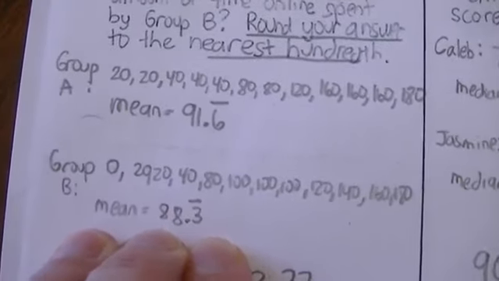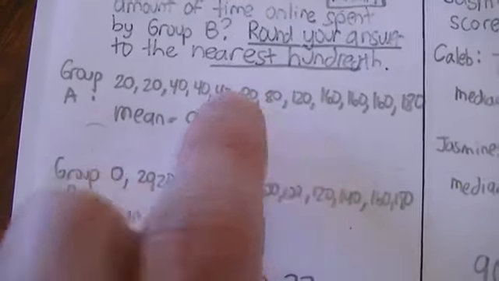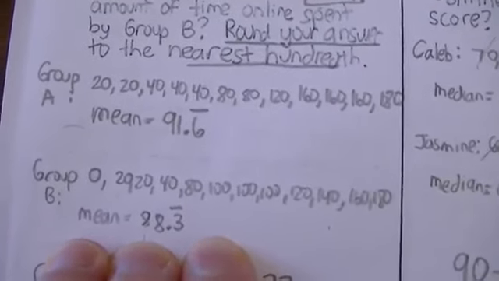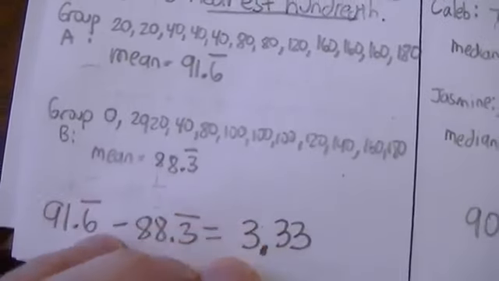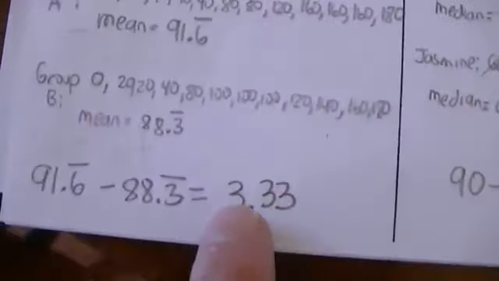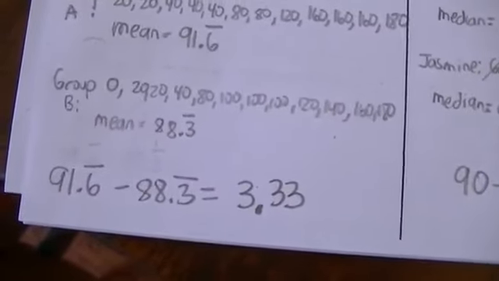So in your calculators now, because we want to know how much more group A is than group B, go 91.66666, fill it up, minus 88.3333, and you should get, they want you to round it to the nearest hundredth, so 3.33, okay?